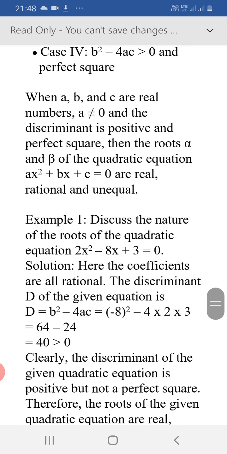Example number 1. Discuss the nature of the roots of the quadratic equation 2x square minus 8x plus 3 is equal to 0. Solution. Here the coefficients are rational. The discriminant D of the given equation is D is equal to b square minus 4ac, which is equal to minus 8 whole square minus 4 into 2 into 3. That means it is equal to 40 after calculation, which is greater than 0.